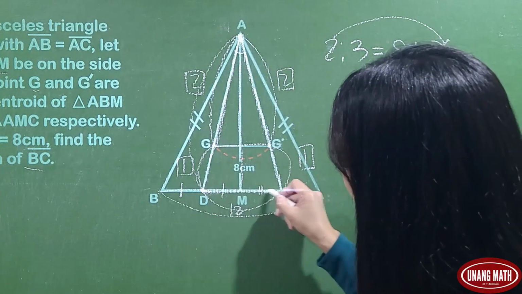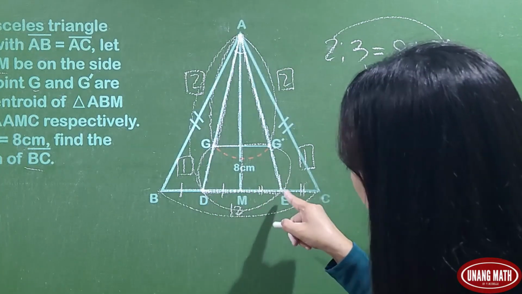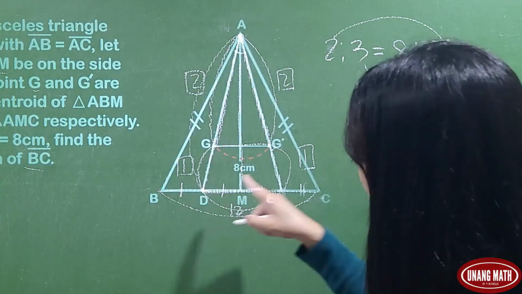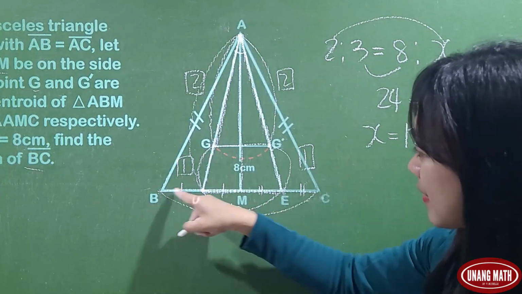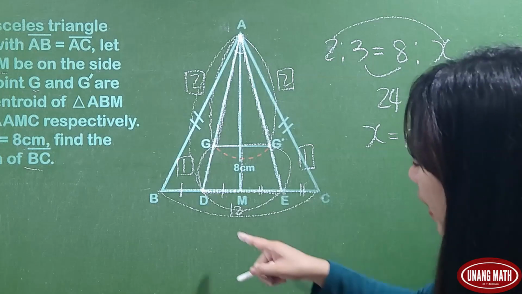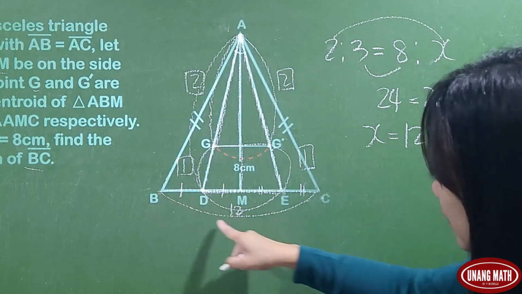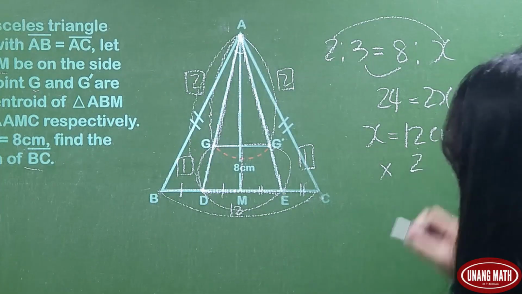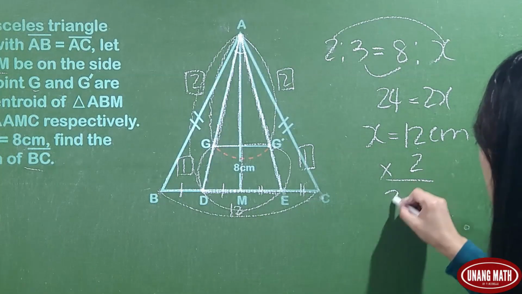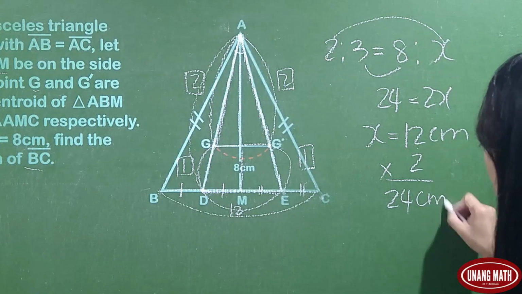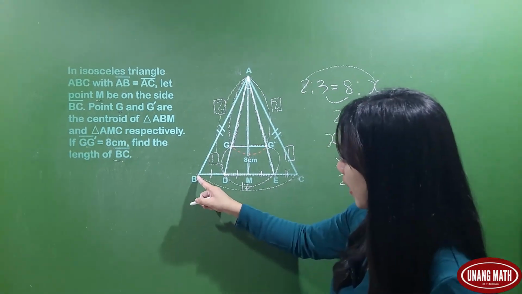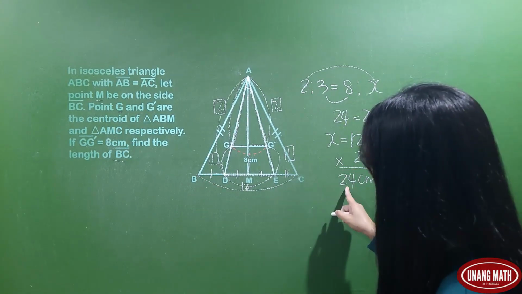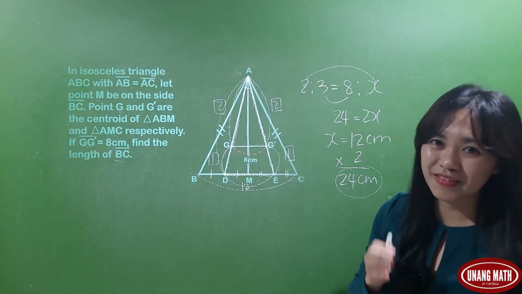Since this length is just the same as segment BD and segment EC combined, then to find the length of segment BC, we just have to multiply 12 by 2. So this is now equal to 24 centimeters. So the length of segment BC is 24 centimeters.